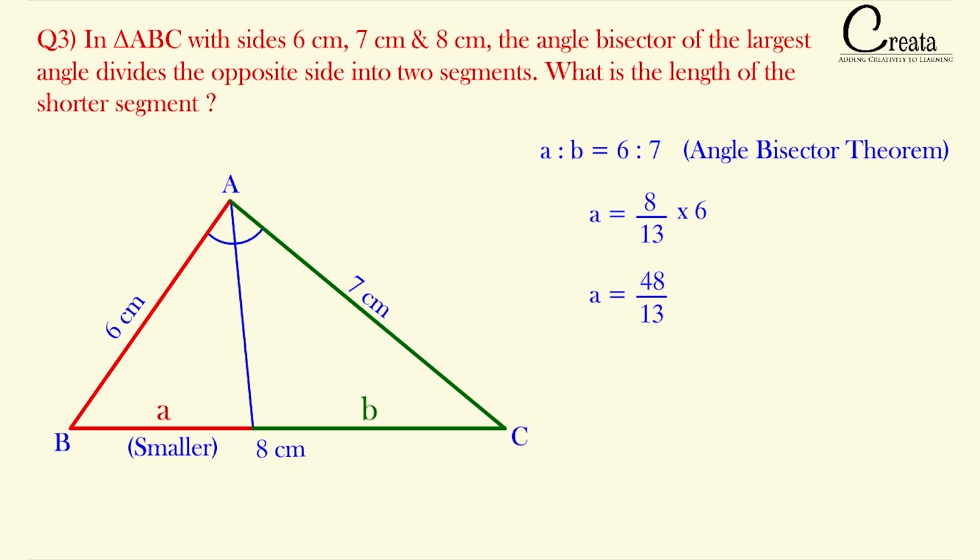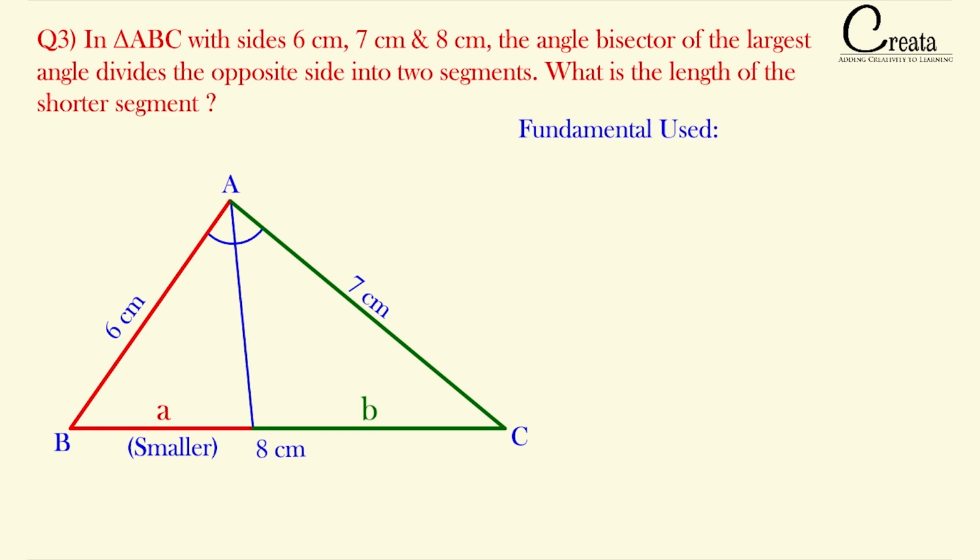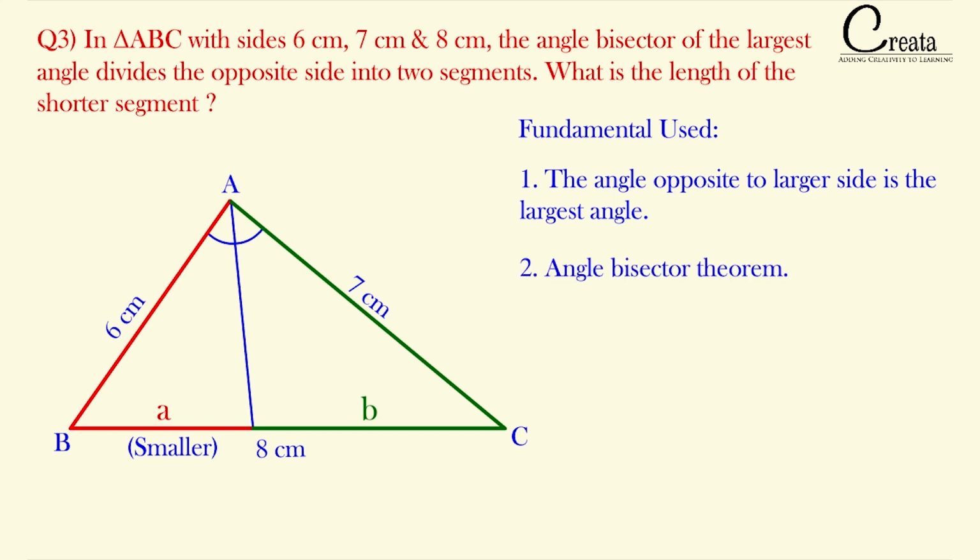The fundamentals that we have used in solving this question are: the first fundamental is that the angle opposite to the larger side is the largest angle. The second fundamental is the angle bisector theorem, that is, the angle bisector divides the opposite side into the ratio of the 2 remaining sides. So based on these two fundamentals, we have solved the question. Let's move to the next question.